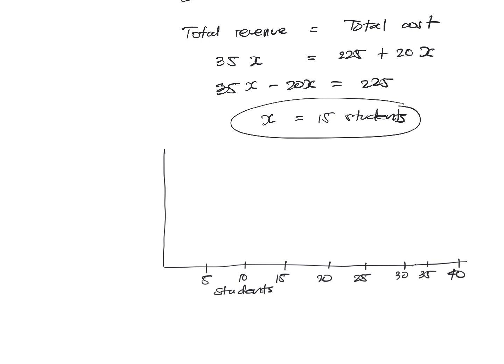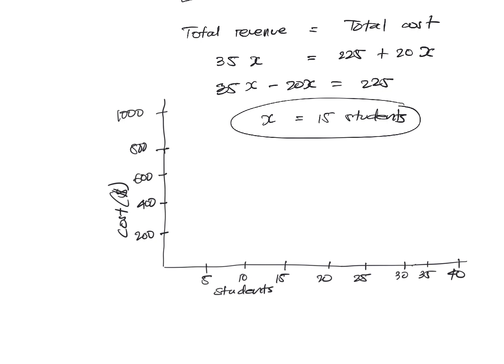And then on the y-axis is the cost. It can be both the revenue and the cost. So we have $200, $400. So this one cost is in dollars, and 600, 800, and then we have 1,000. Okay. Now we can now plot.